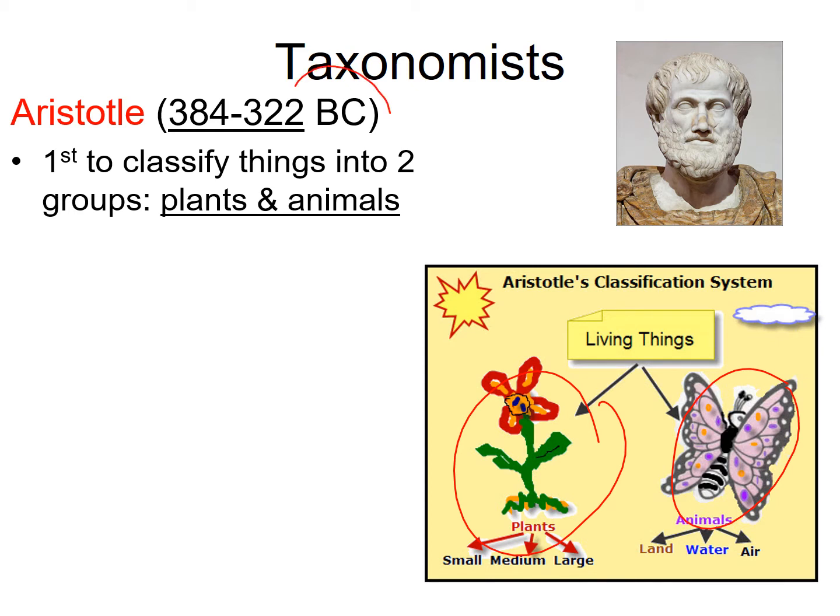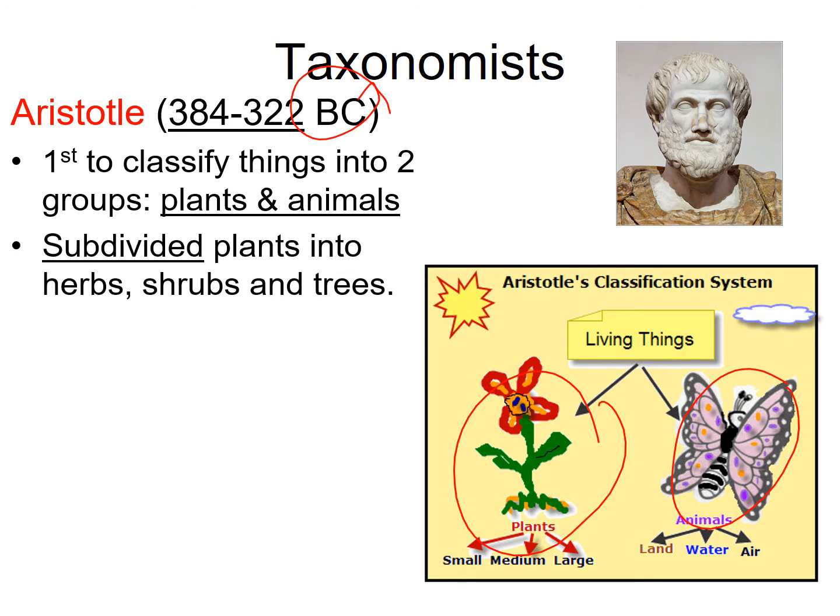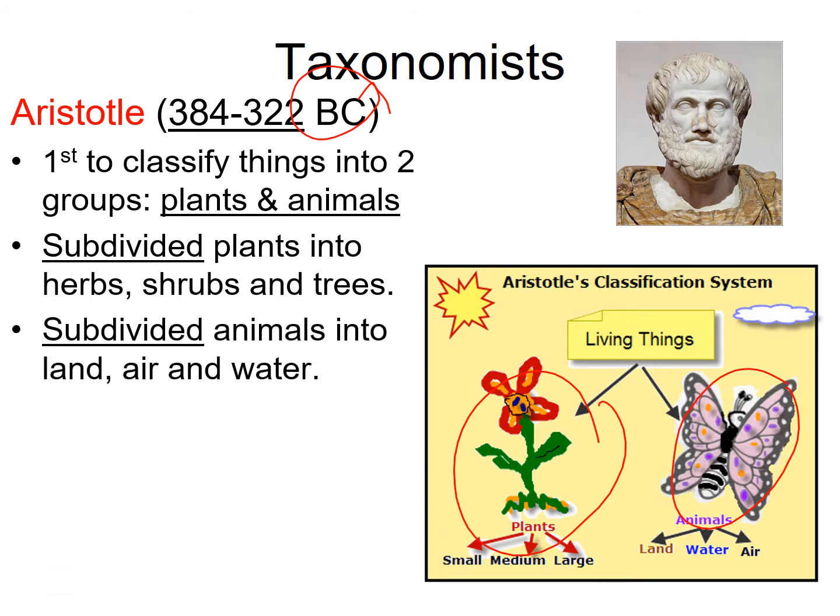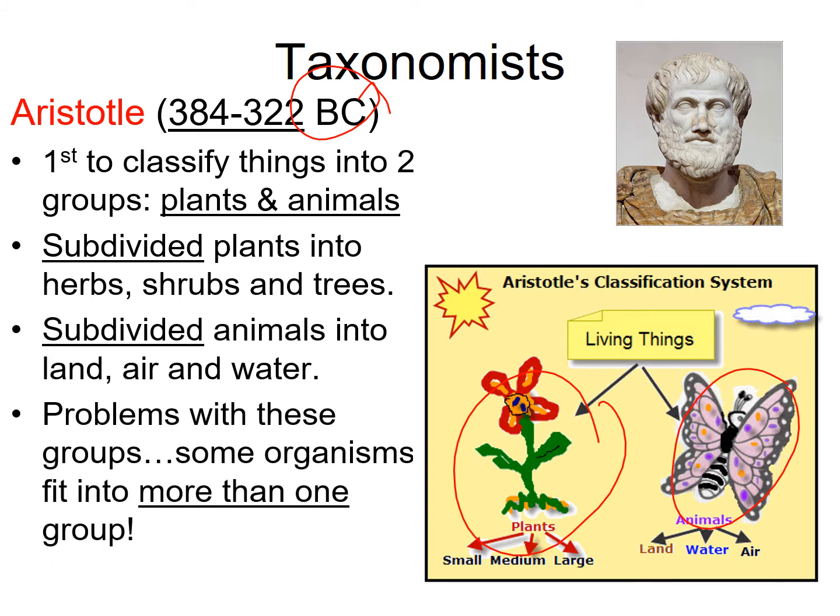But we got to think about this back in BC. We didn't have a big vocabulary, a big dictionary back in the day. So he subdivided them into herbs, shrubs, and trees. Then he subdivided the animals into land, air, and water. Problem is that, of course, there's a lot of big plants. I could say that's a tree, but what type of tree is it? So we had to get to a place where we needed to know what type of tree that was, not just that's a big tree or that's just a bush.